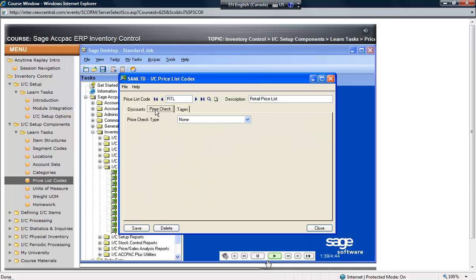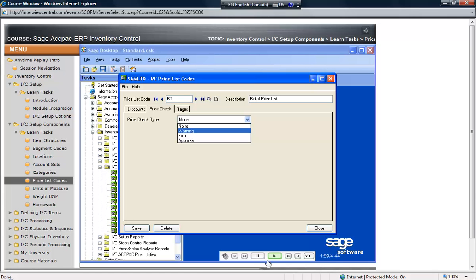The Price Check tab determines how order entry is to respond when a price is entered that is above or below a set value. None indicates that a price range is not going to be established and that anyone can enter any price for any item using this price list.